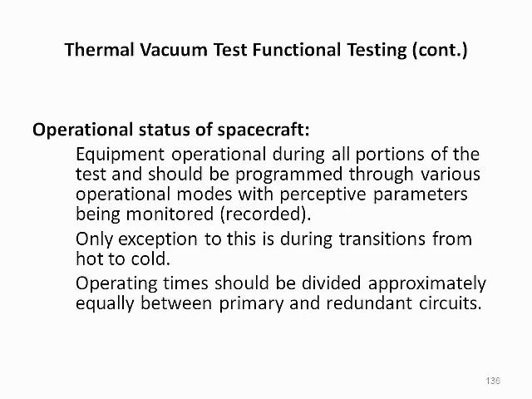DoD allows units to be turned off during cool down, but only after the temperature has dropped below the minimum expected flight temperature. While turned on, operating times should be divided approximately equally between primary and redundant circuits or units.